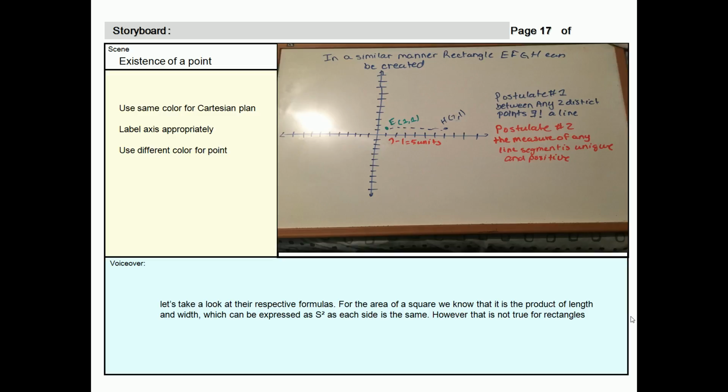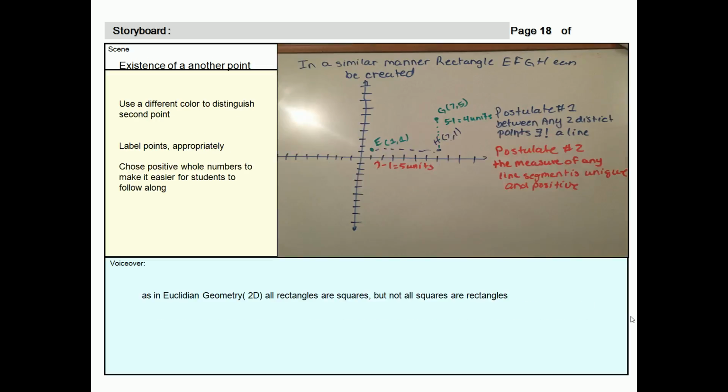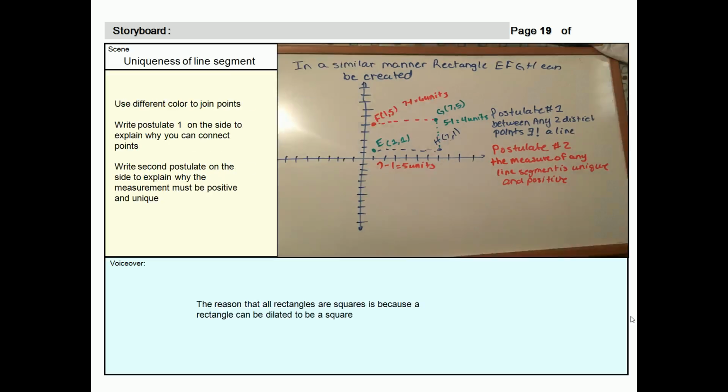For the area of a square, we know that it is the product of length and width, which can be expressed as s to the second power or s squared, as each side is the same. However, that is not true for rectangles. As in Euclidean geometry or two-dimensional geometry, all rectangles are squares, but not all squares are rectangles.